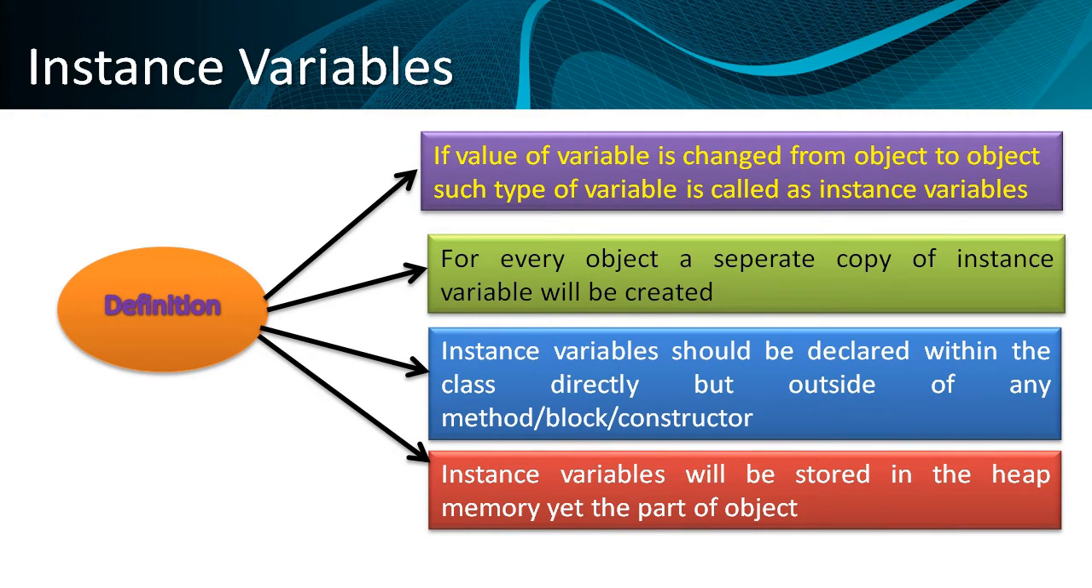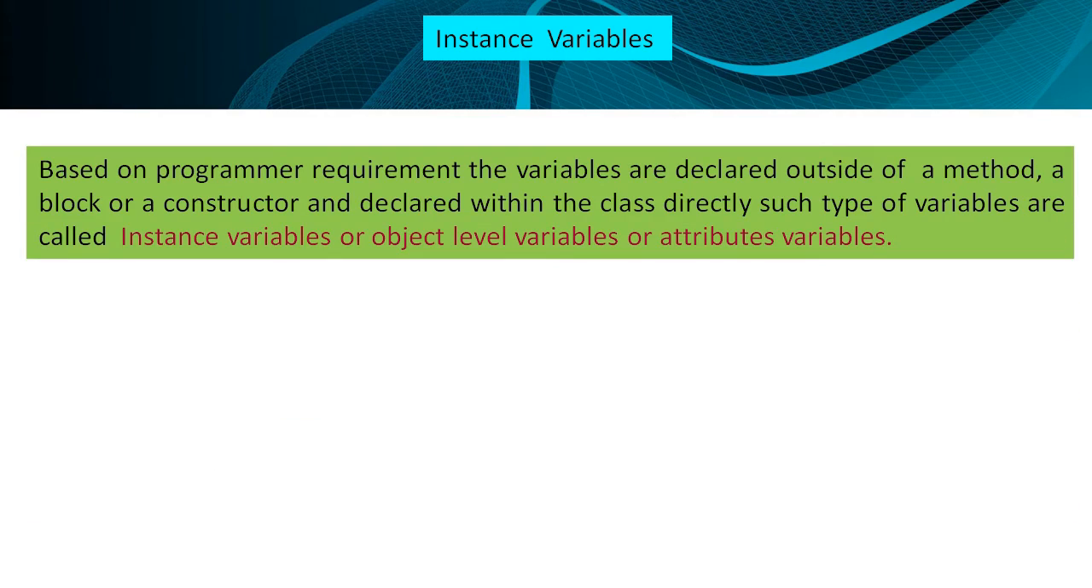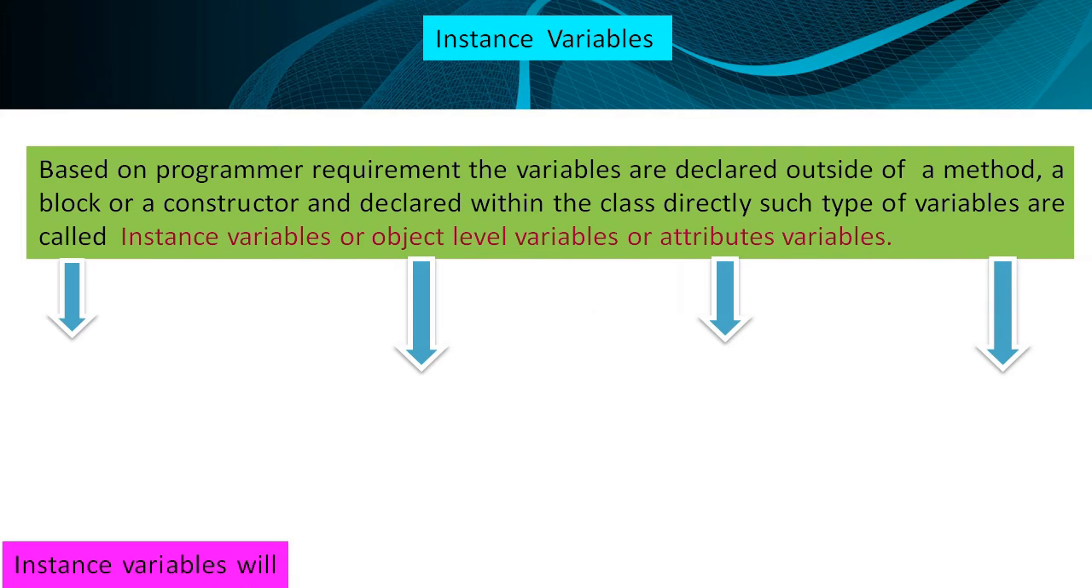And where is the instance variable stored? An instance variable is stored in the heap memory as part of the object. So what is the purpose of the instance variable? It is the programmer's requirement to use variables in the class but outside of methods, blocks or constructors. Such variables are called instance variables, object level variables or attribute variables.